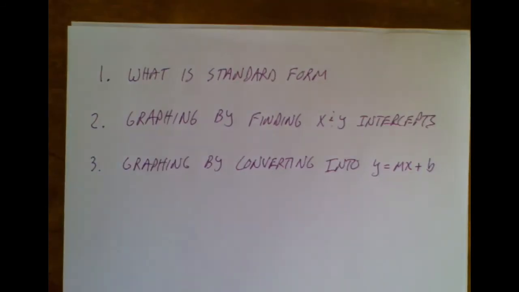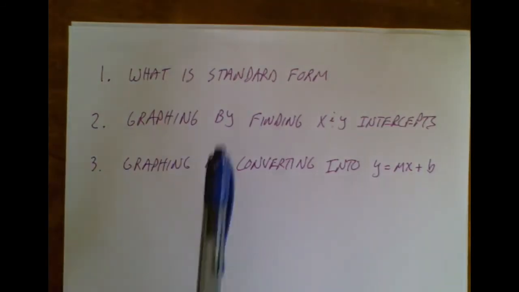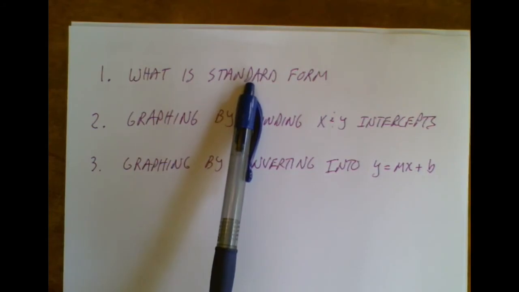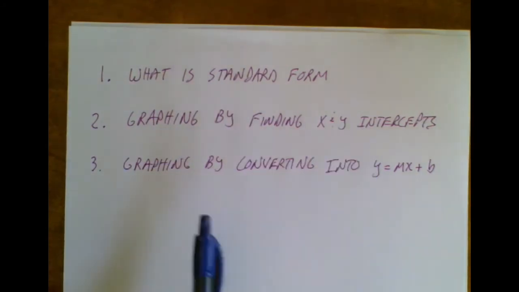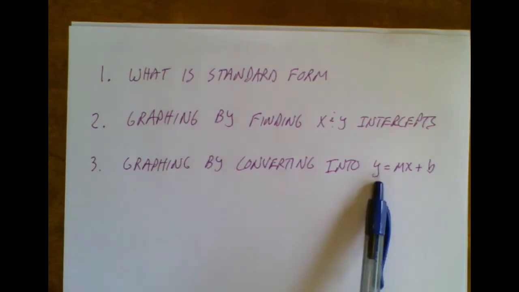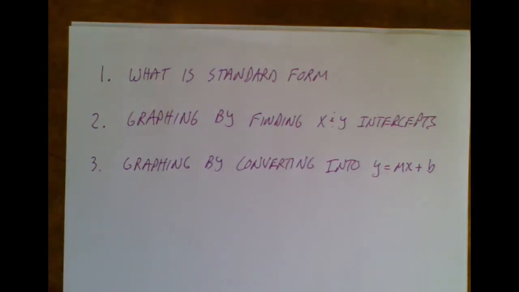So remember when we started the video, we had 3 goals. Can you identify standard form? Yep. Can you graph by finding the x and y intercepts? Yep. And we're going to end by doing the same graphing but converting into y equals mx plus b.